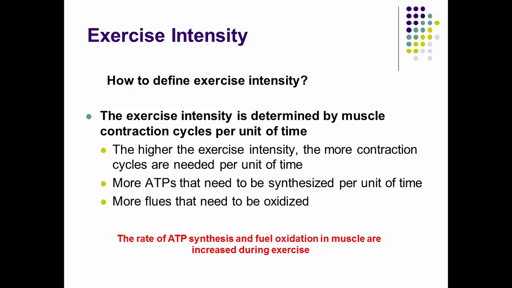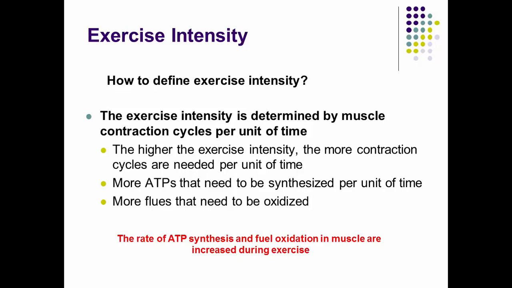Okay, so how do we define exercise intensity? This is also something we need to know. Exercise intensity usually is determined by the muscle contraction cycles per unit of time, right? The higher the exercise intensity, the more contraction cycles are needed per unit of time. And that means more ATP needs to be synthesized per unit of time, and also more fuels need to be oxidized.